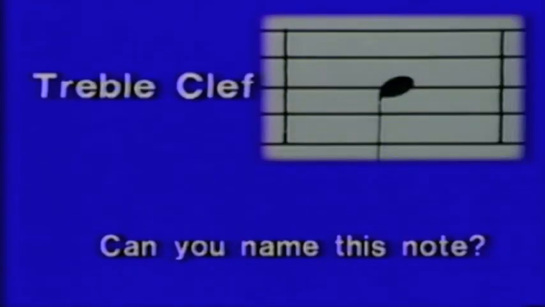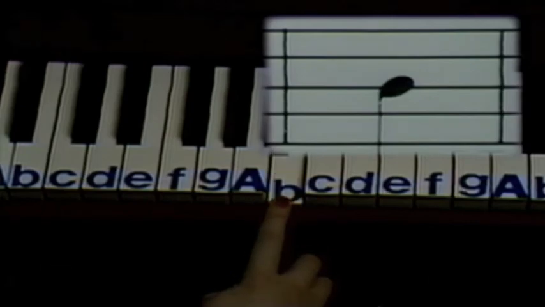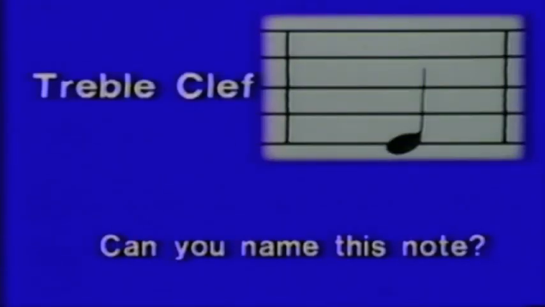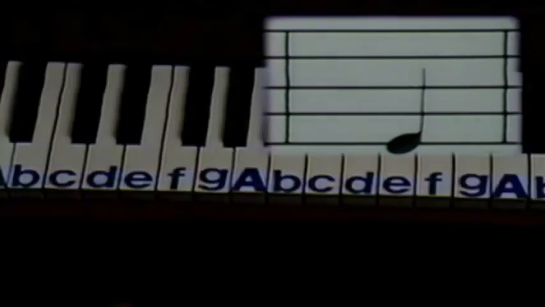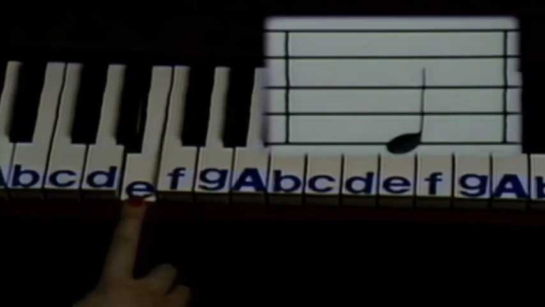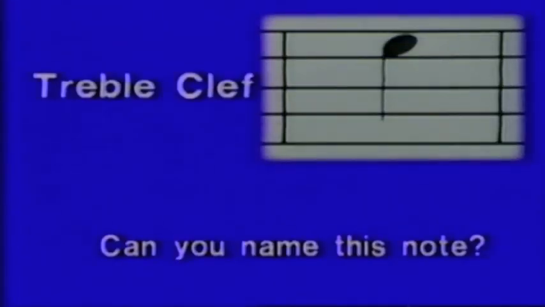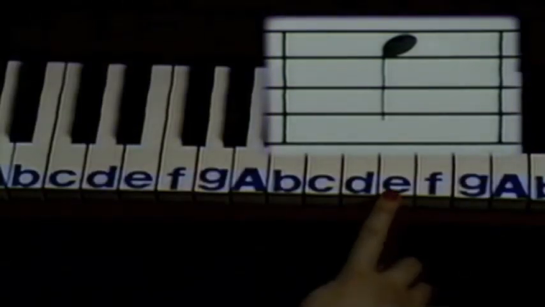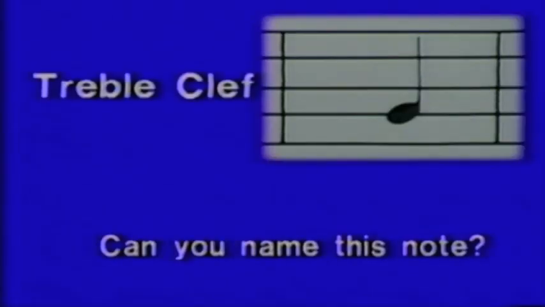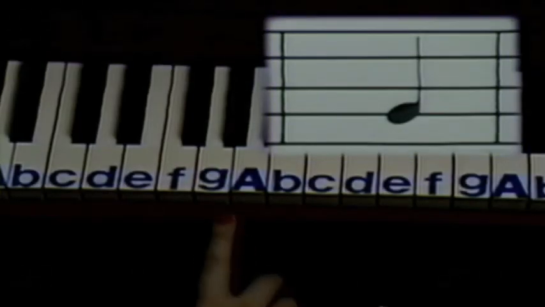The next example is on a line, the third line. Third line in treble clef is a B. The next example is on a first line. The first line in treble clef is an E. The next note is in a space, the fourth space. The fourth space in treble clef is an E. The next example is in a line, the second line. The second line in treble clef is a G.